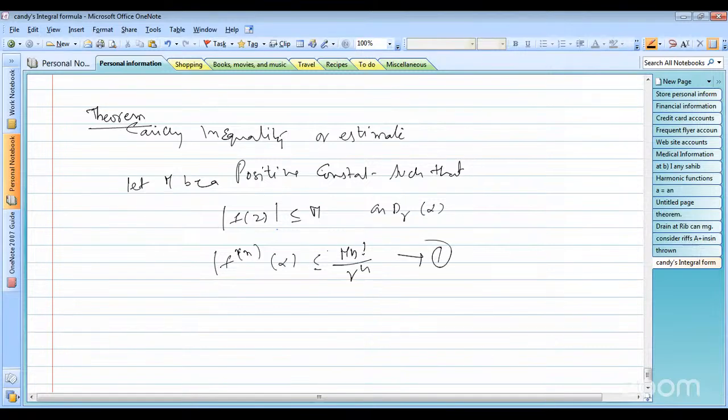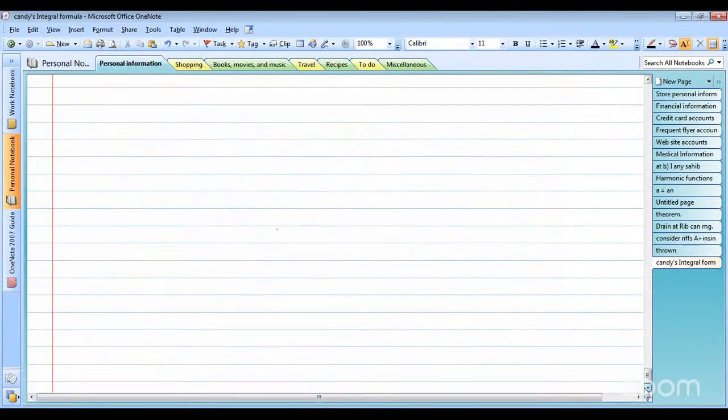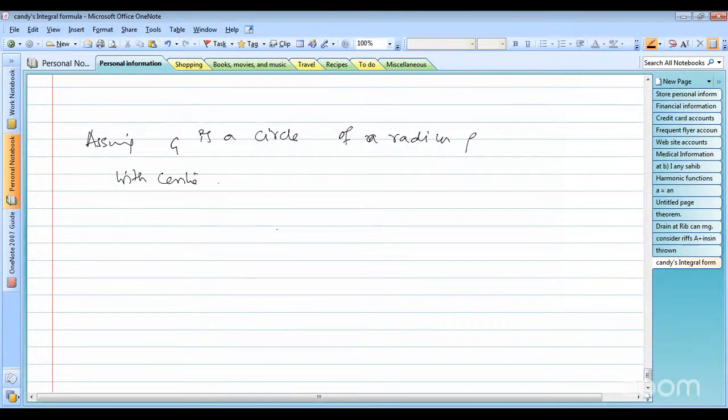This is the first equation. That's the earlier equation also. In the earlier theorem it is continuous, but here we are taking M n! by R^n. So we are assuming that C1 is a circle of radius rho, its center z0 is equal to alpha, and contained in G.